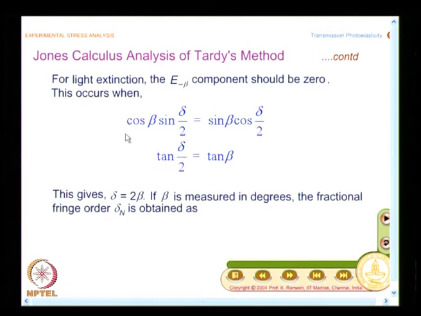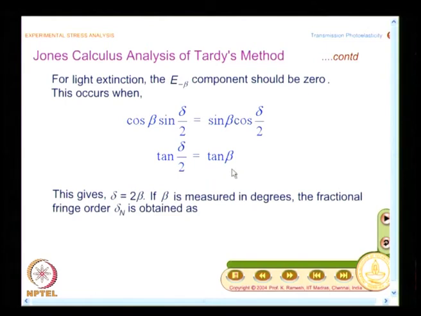So, what I have here is, for light extinction, the E minus beta component should be 0. This occurs when this identity is satisfied. I get this as cos beta sin delta by 2 equal to sin beta cos delta by 2. So, I get this as tan delta by 2 equal to tan beta.